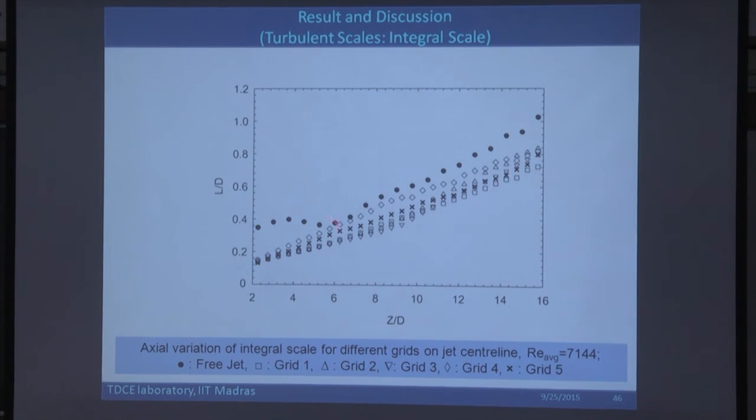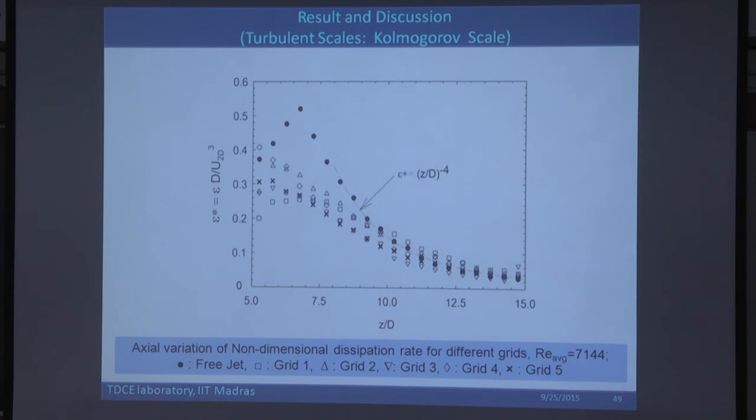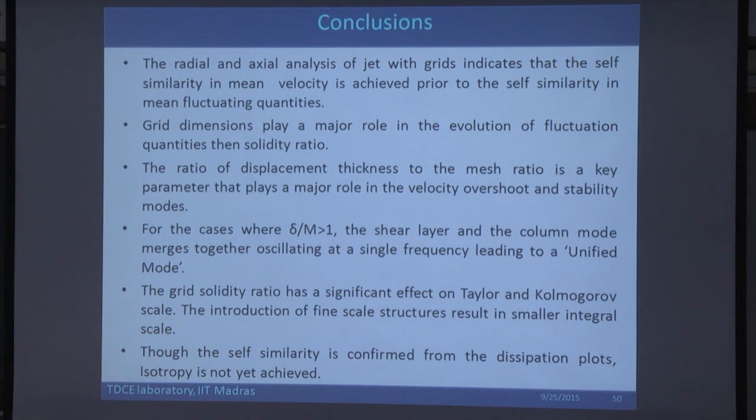So this is the integral scale, how it increases with respect to distance. Then you have the normalized Taylor scale. These are the scale quantities. So one thing I wanted to confirm is whether this dissipation rate in the far field obeys this Z by D power minus 4. This is one correlation which says whether the dissipation rate you measured is true or not. If it is true, it has to correlate with Z by D power minus 4, and when it correlates, we can say that the flow is trying to be isotropic.